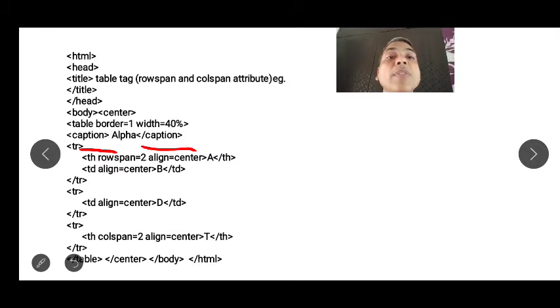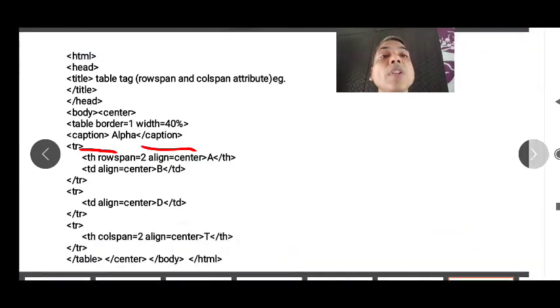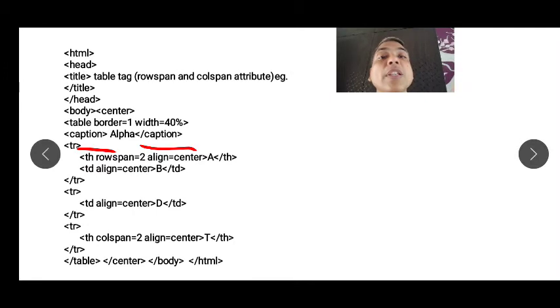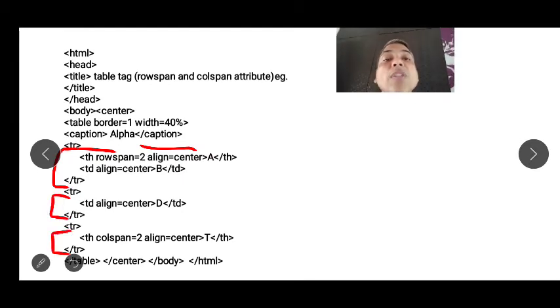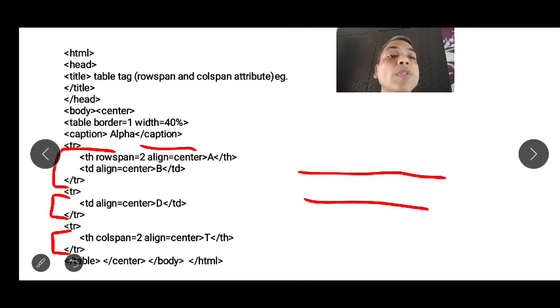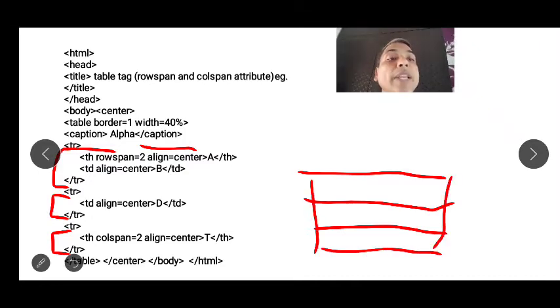Now we will draw a rough diagram for this. Let's check how many rows there are. There are 3 rows: this is your first row, then the second row, and then the third row. If we draw the rough diagram of this, this is your first row. In the first row you have two data cells. In the second row we have only one data cell. Then the third row, so 1, 2, 3. So this should be your actual diagram.